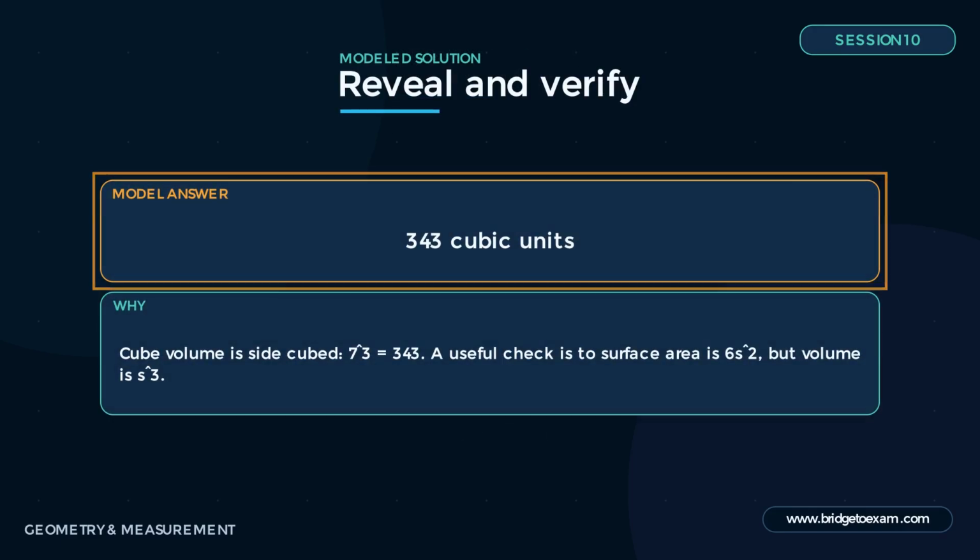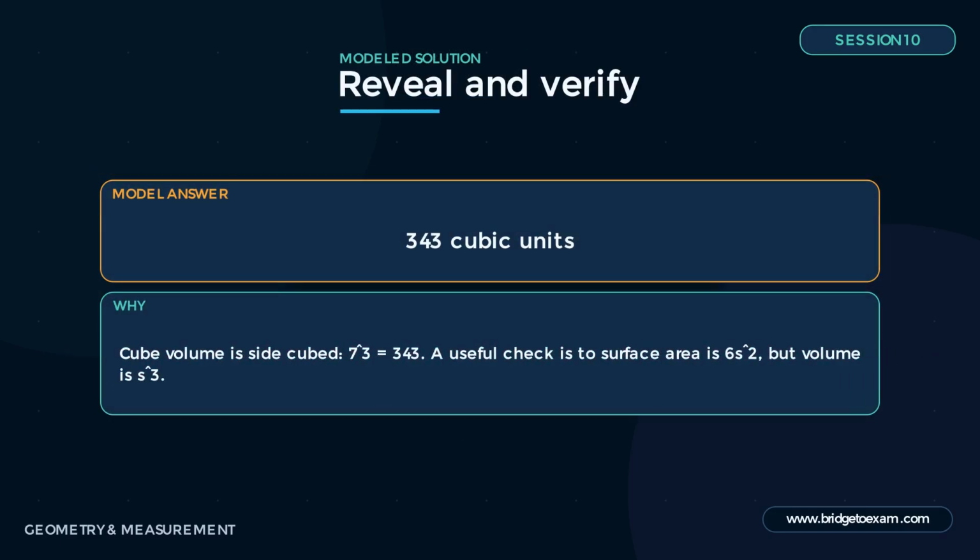The model answer is 343 cubic units. Cube volume is side cubed. 7 cubed equals 343. A useful check is that surface area is 6 times side squared, but volume is cubed. Use this coaching check as well. Name the 3 multiplied dimensions before calculating. Using only 2 dimensions produces area, not volume.